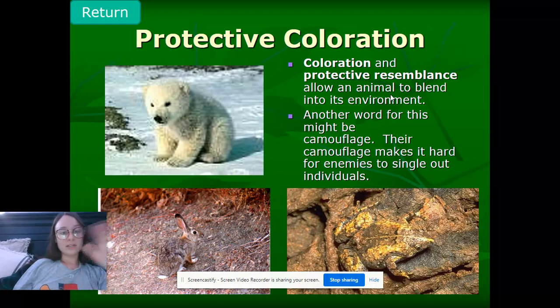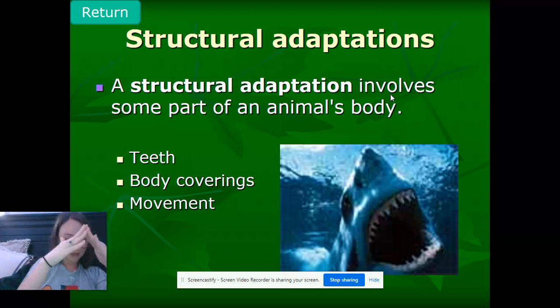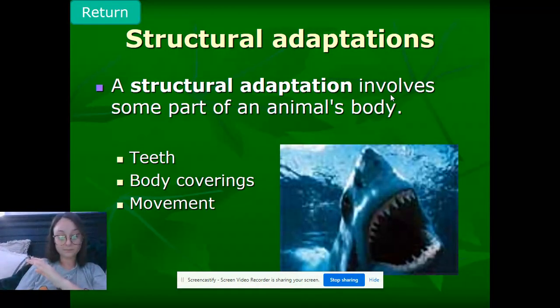So let's go back to the beginning. Let's talk about structural adaptation, which is a change in their bodies or how their body is built through their teeth, their skin, or how my animal moves.